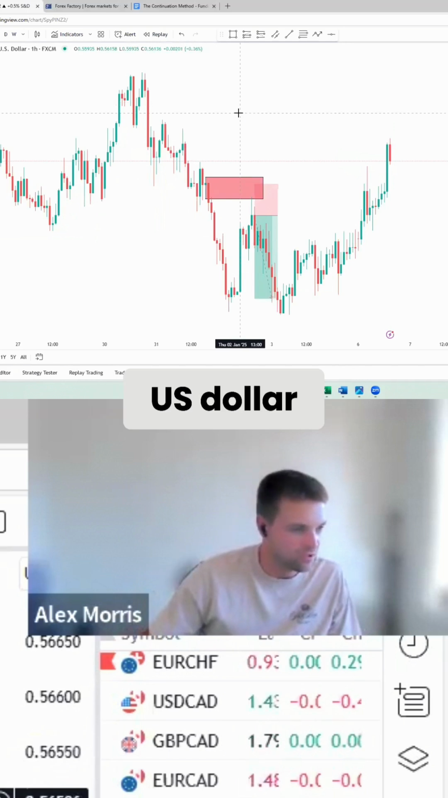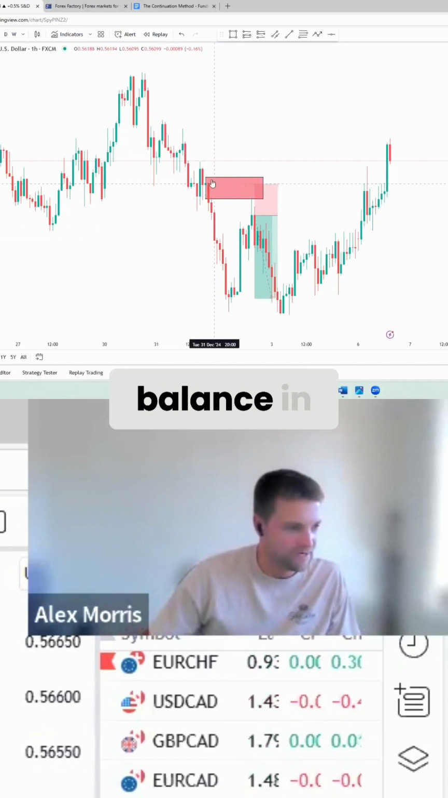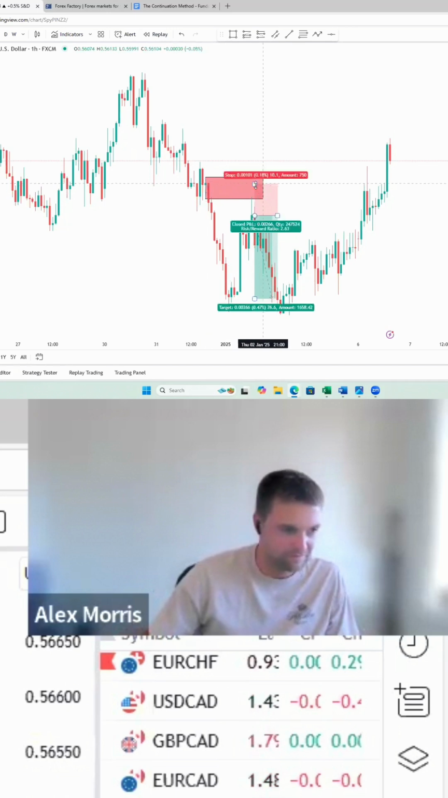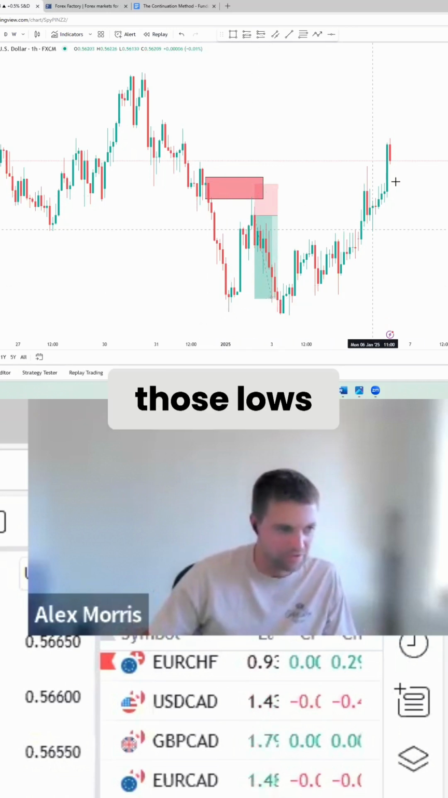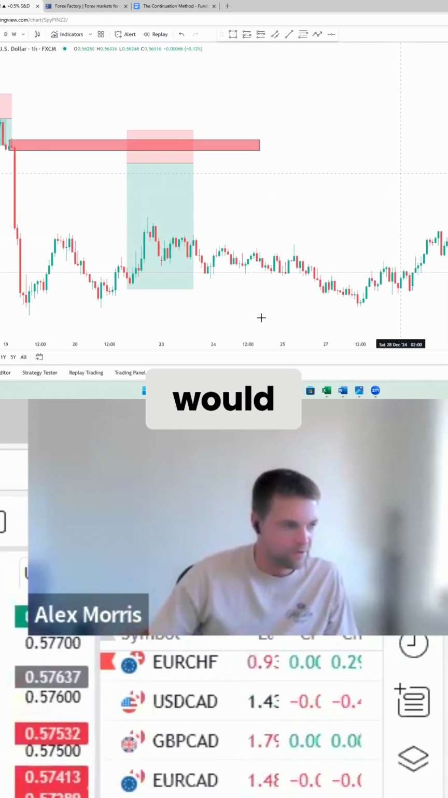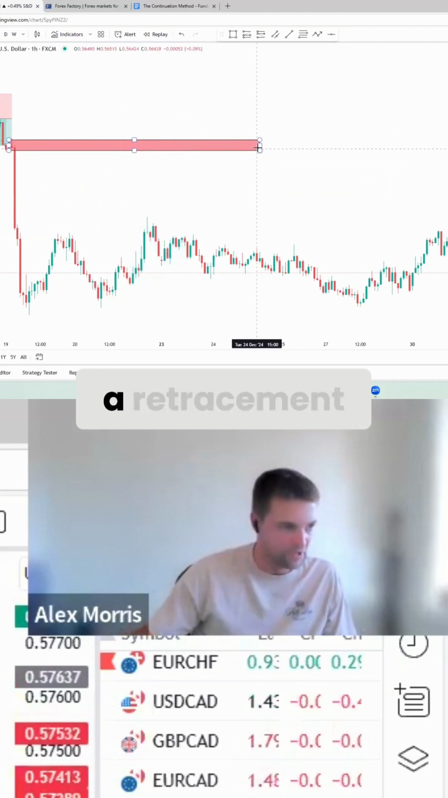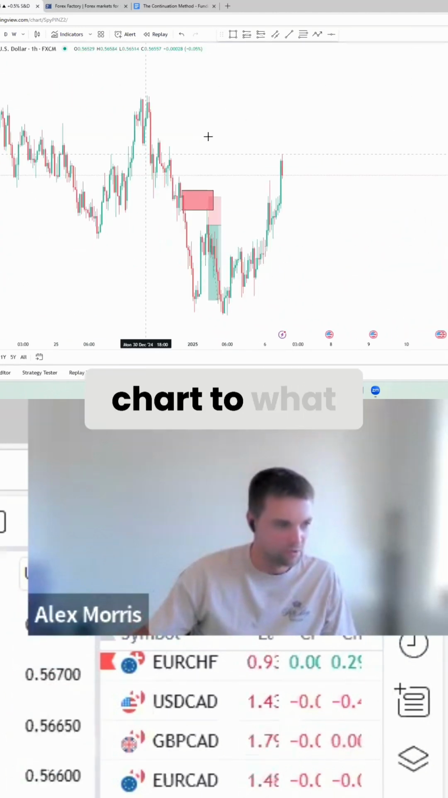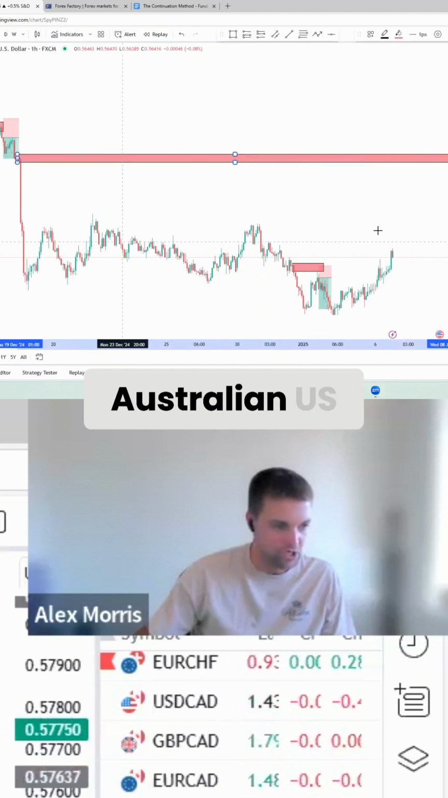New Zealand US dollar, this is a good example. We had balance, imbalance down, touch, rejection, targeting those lows, and now we would be waiting patiently for a retracement back to the supply zone. So it's a similar chart to what we just saw with Australian US dollar.